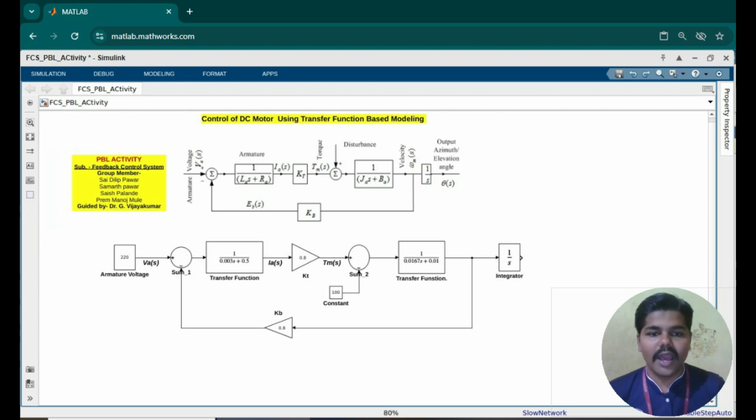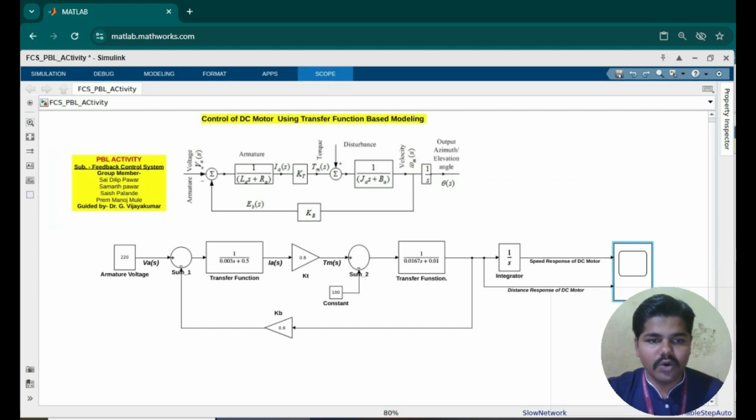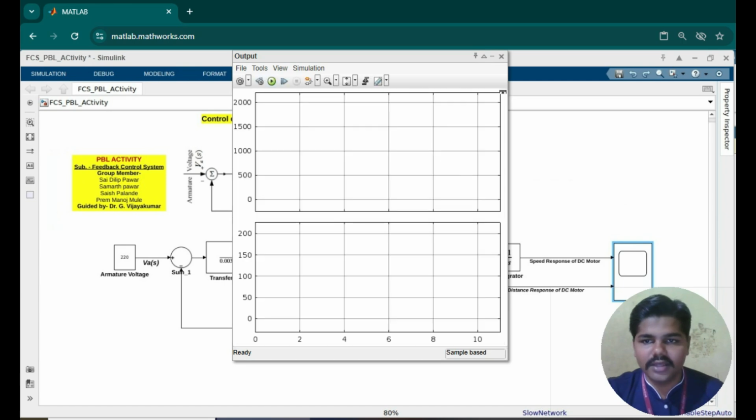Now as we move forward, we require displays to see the output in values, and to see the waveforms we require scopes. After taking the scope, we will give two inputs. First is the speed response of the DC motor, and other is the distance response of the DC motor. Simply double click on the scope and see the results.